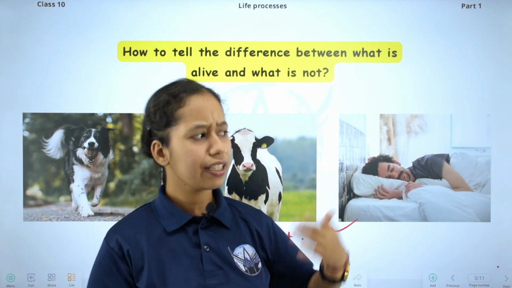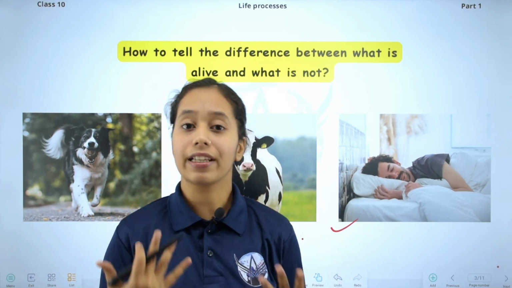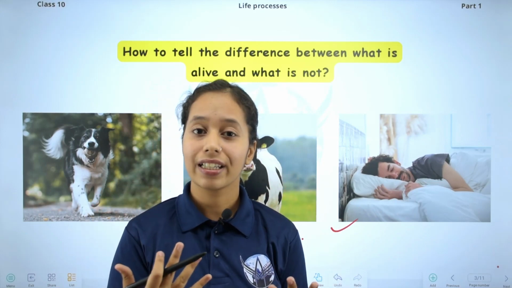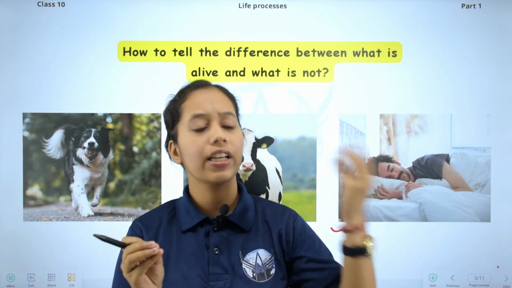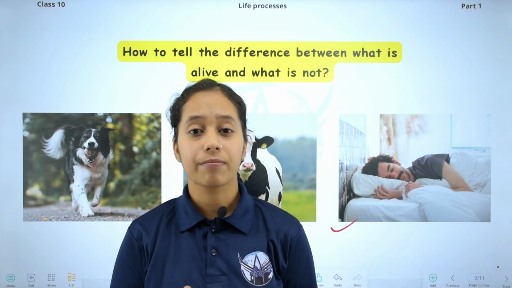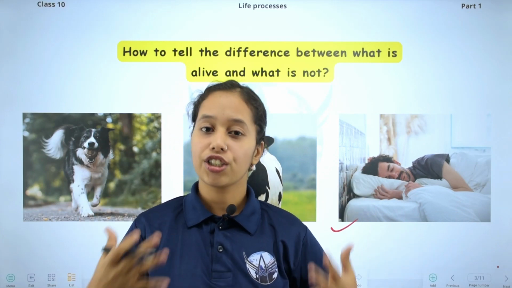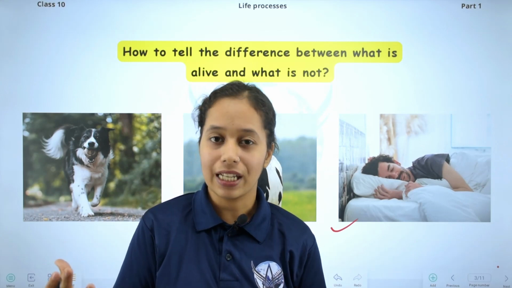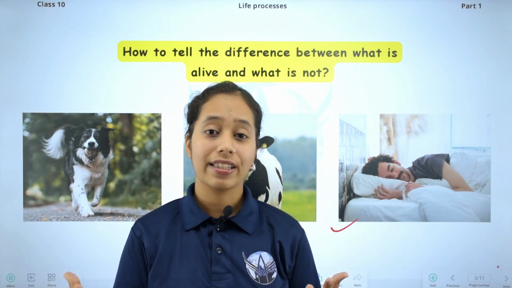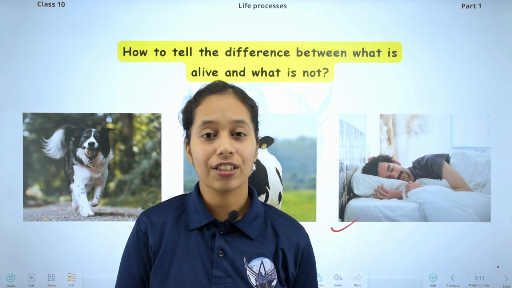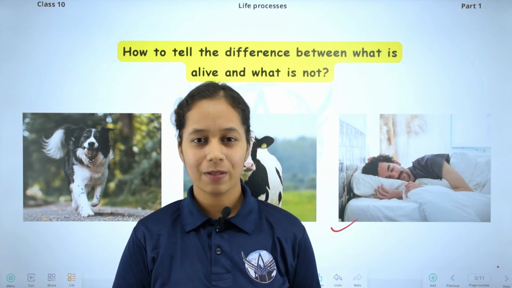Why? Because even though he is sleeping, he is breathing. Yes, he is breathing. He is taking in certain gases, he is giving out certain gases. And whenever we breathe, our chest compresses and expands. So we can say that this compression and expansion are small movements.